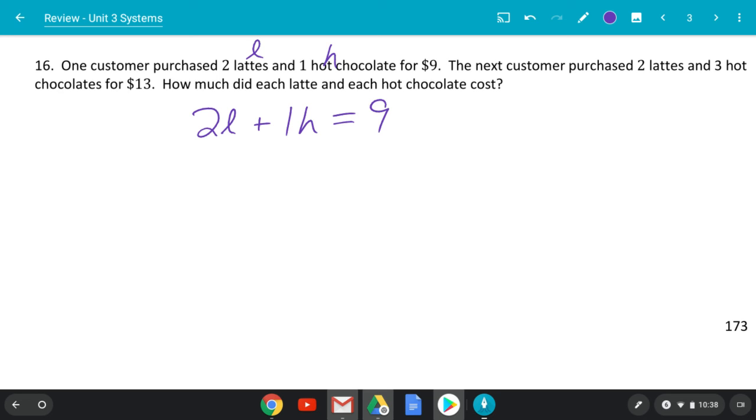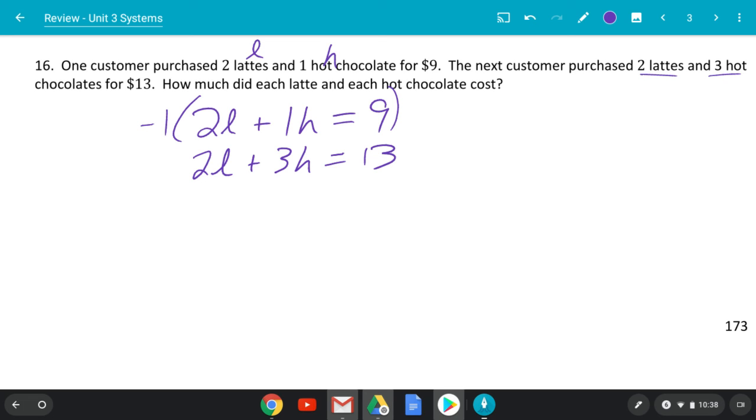The next customer purchased 2 lattes and 3 hot chocolates. 2 lattes plus 3 hot chocolates for $13. There's my 2 equations. Now, what method would I use? I realize that you guys have Desmos, and you could plug it into Desmos, and that's fine, but I've been doing all of these using one of the methods. So I'm going to use the elimination method.